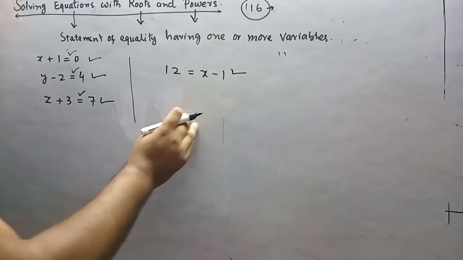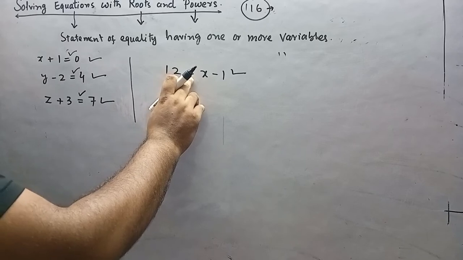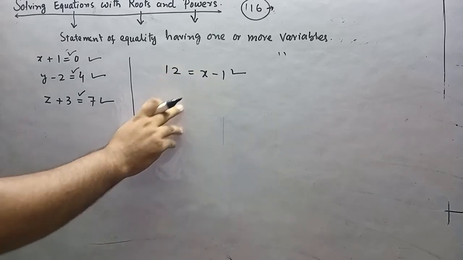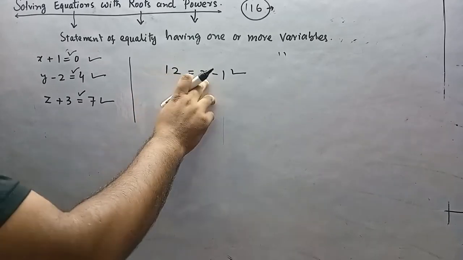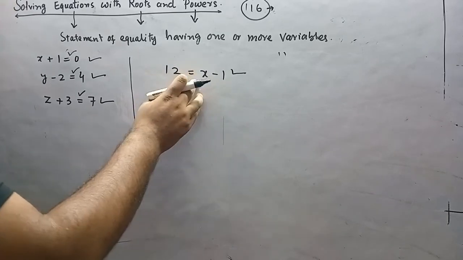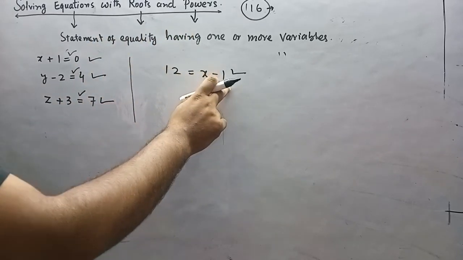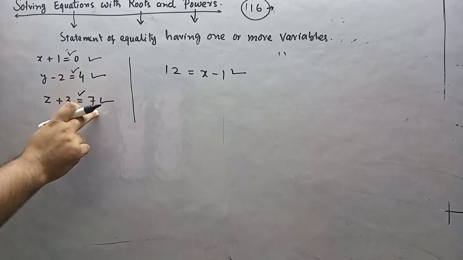For example, I will write 12 is equal to x minus 1. This is also an equation. First, this is a statement of equality because the equality sign is there, and it also contains one variable, x. So this satisfies the criteria. We can say this is an equation. So this is also an equation, this is also an equation.